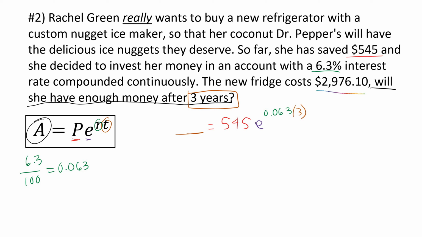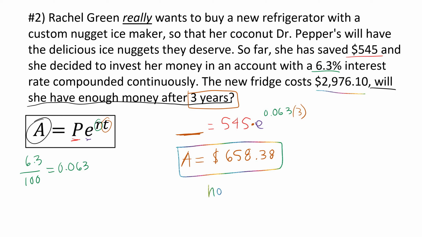So we're hoping that this is going to be enough money to buy our fridge, right? So let's calculate. Go ahead and plug into your calculator 545 times e raised to the 0.063 times 3. So what is our final amount going to equal? Our calculator says that our final amount is $658.38. So let's answer the question. Is she going to have enough money after 3 years? Nope.